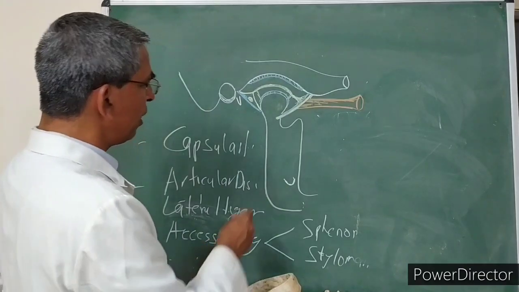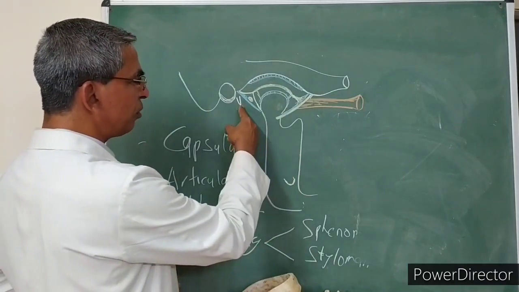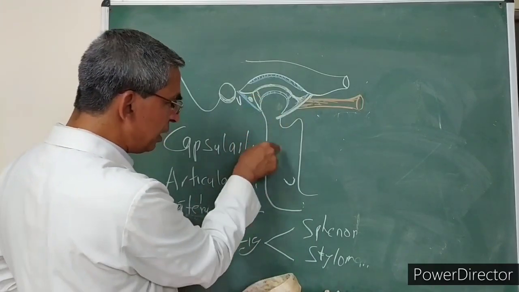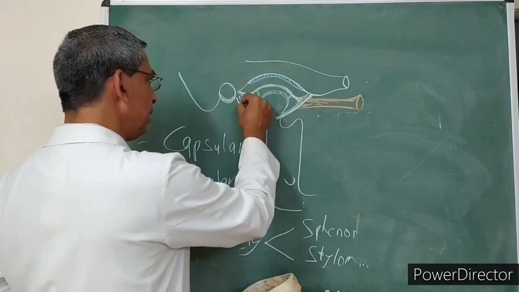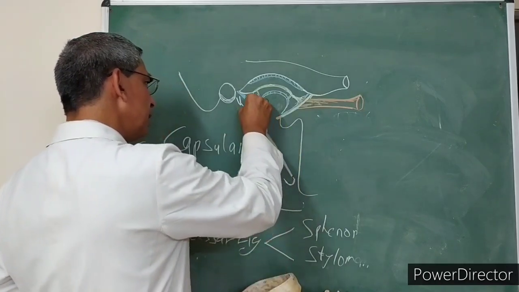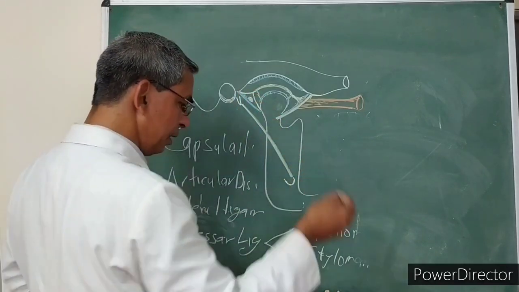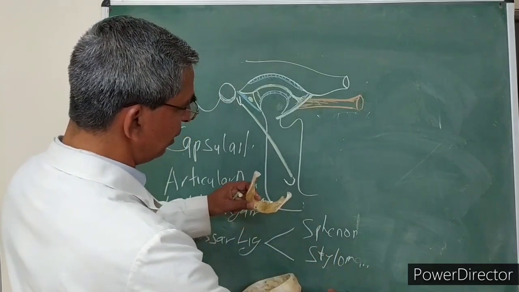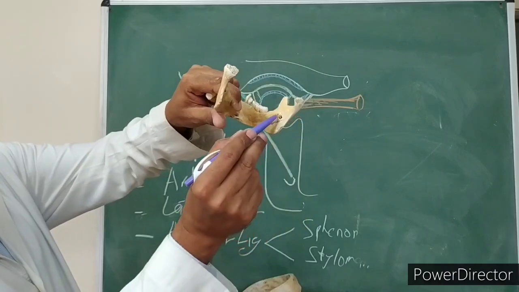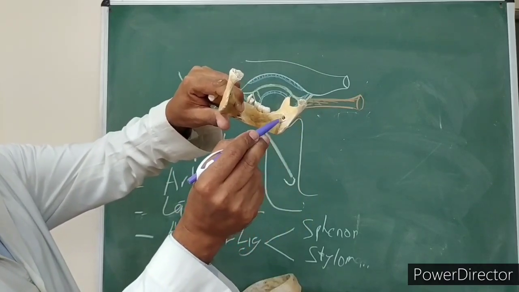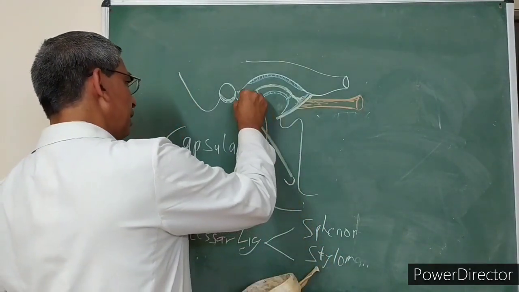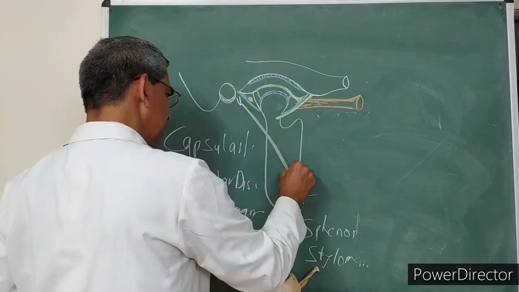Now this sphenomandibular ligament starts from the spine of the sphenoid, passes deep to the neck of the mandible, on the medial side of the neck of the mandible and the ramus, and attaches to the lingula of the ramus of the mandible, where the mandibular foramen starts. This is a small chip of bone, the lingula of the mandible. So this sphenomandibular ligament is an accessory ligament.